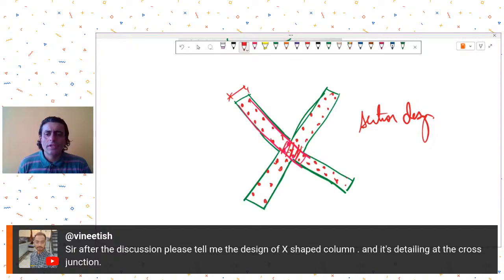Then make this section in section designer, take this column cross section to your software like ETABS, and do the analysis. It will check this cross section and accordingly give you the sufficiency of this section. So I think this type of process you need to follow.